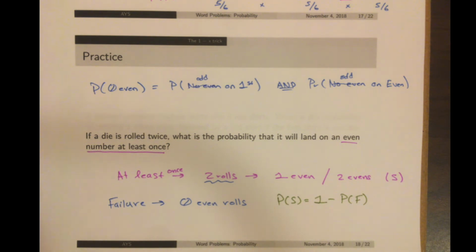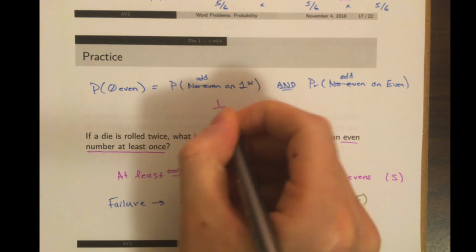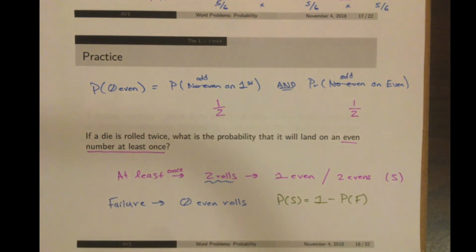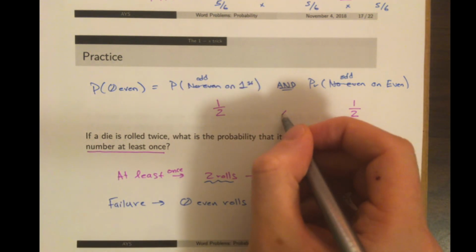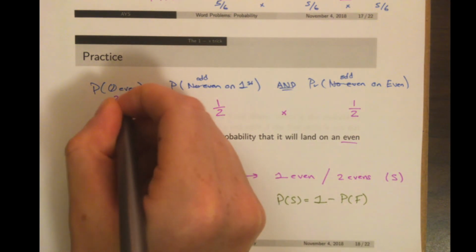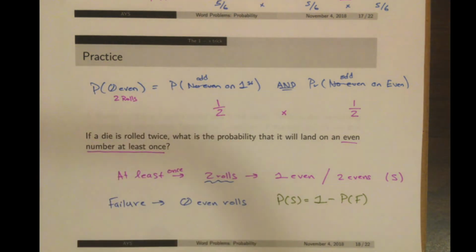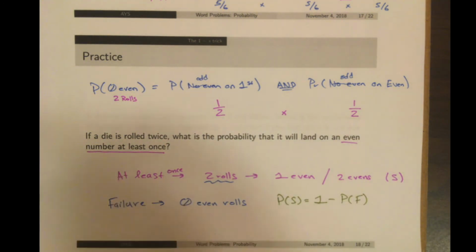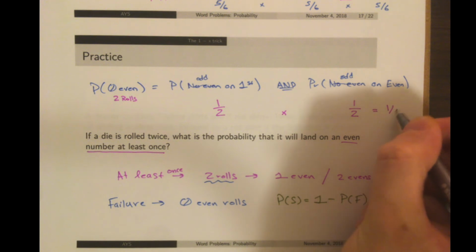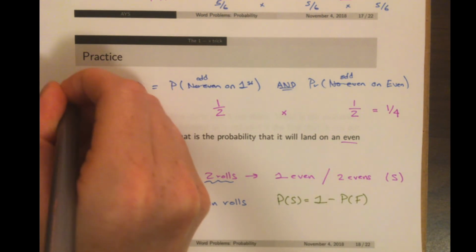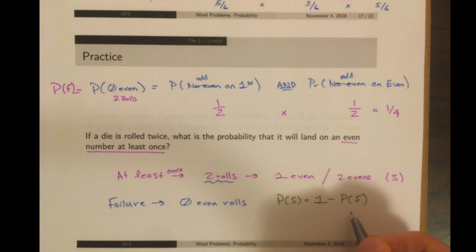The probability of rolling a die and getting an odd is 1/2 or 3/6. This one's also 1/2. And this is an AND statement. AND is just multiply. So the probability of 0 evens on 2 rolls, which is what the question says, is the probability of getting an odd in the first one and an odd in the second one, which is equal to 1/4. And this is the probability of failure. Now we plug that in right here, probability of failure.